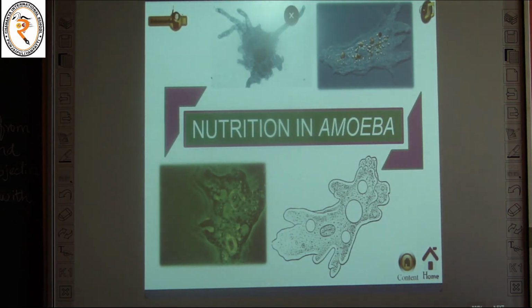Nutrition in amoeba. What is called amoeba? We already know that amoeba is a microorganism. We cannot see the amoeba with our eyes. We can see it with the help of a microscope only. Why? Because they are unicellular microorganisms. Where can we find the amoeba? It lives in pond water. Okay, let us see one video about the digestion in amoeba.